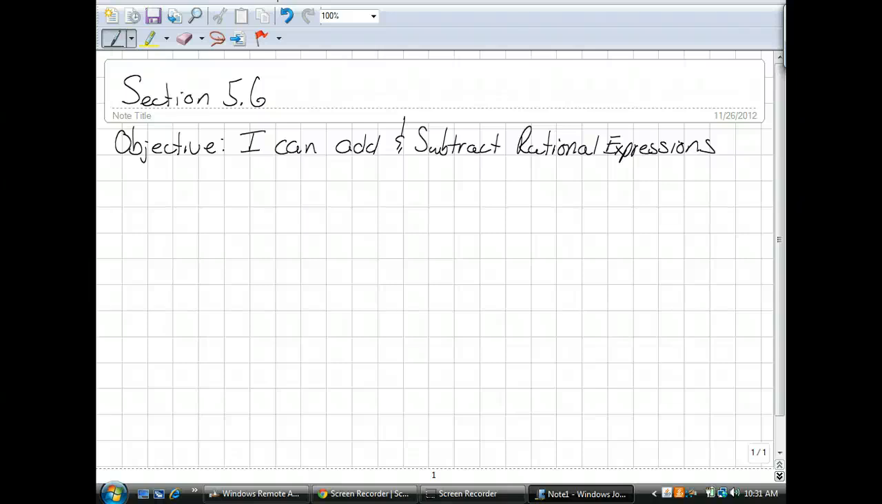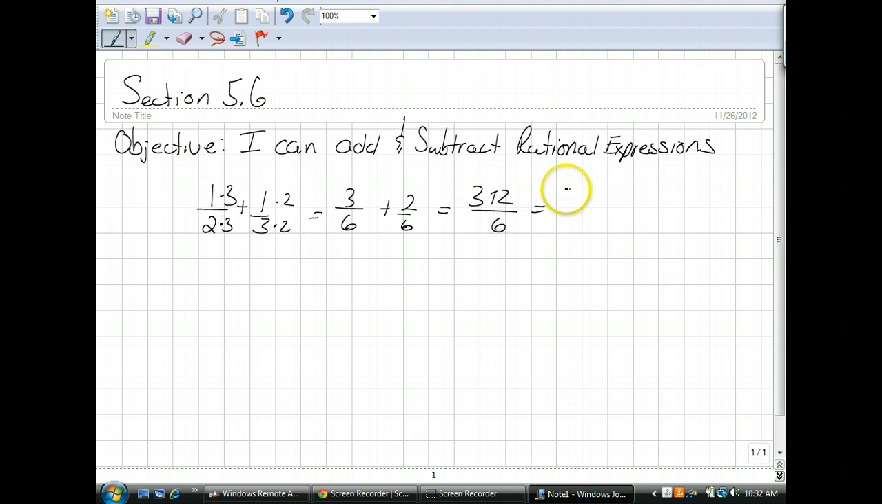Section 5.6, Objective: I can add and subtract rational expressions. So remember with fractions, if you're going to add two fractions, for instance 1/2 plus 1/3, you need to have a common denominator. So the first thing we would do would be to multiply top and bottom here by 3 and top and bottom here by 2 to get 3/6 plus 2/6, which gives us (3 plus 2)/6, or 5/6. So in order to add or subtract fractions, you need a common denominator.